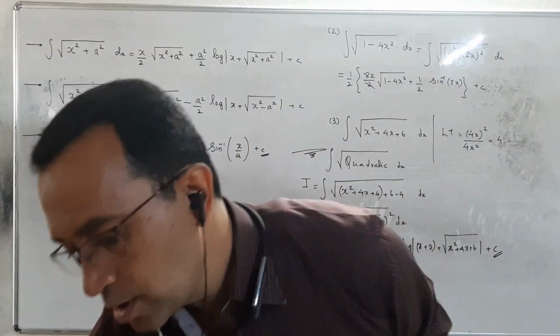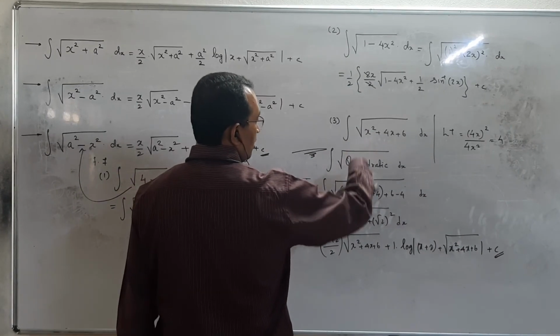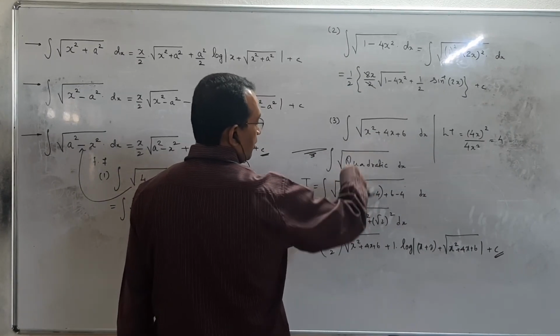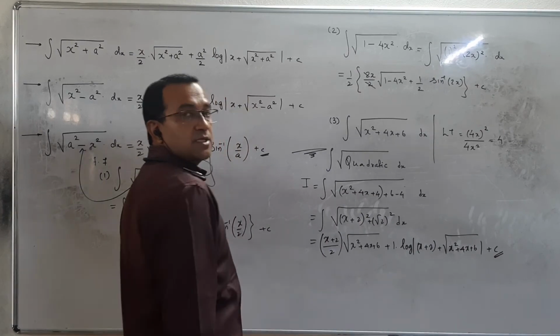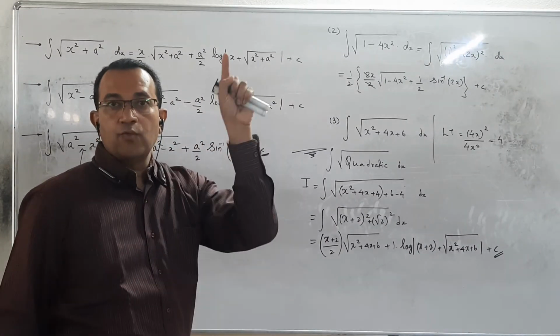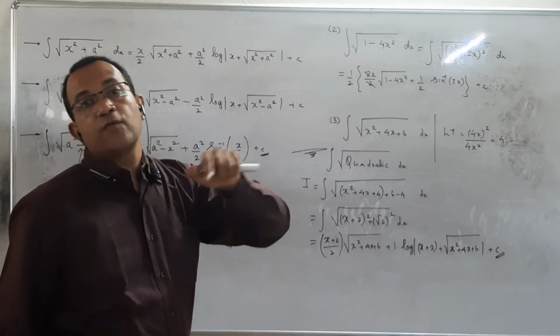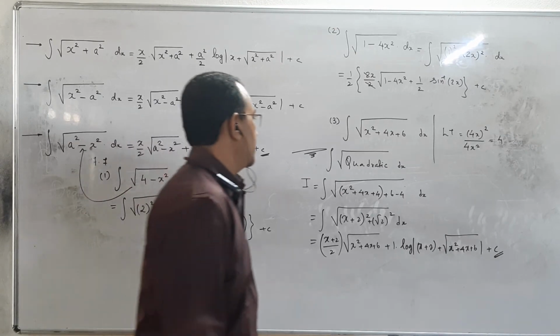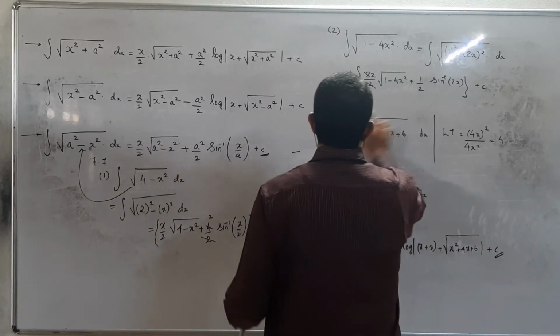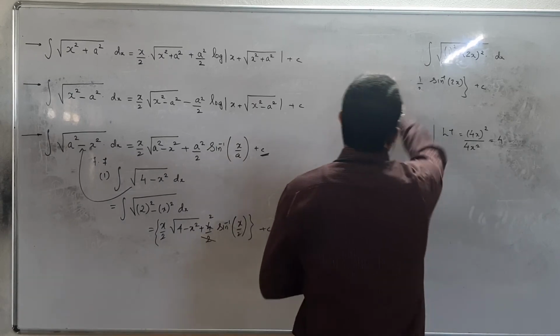So the method of root quadratic, or 1 upon quadratic, or 1 upon root quadratic remains the same. 1 upon quadratic, 1 upon root quadratic, and root of quadratic, the method remains the same. It is to complete a perfect square by adding and subtracting the last term and do the sum.